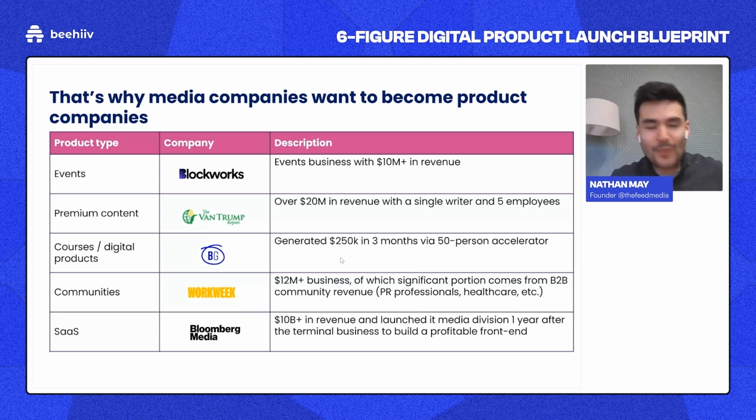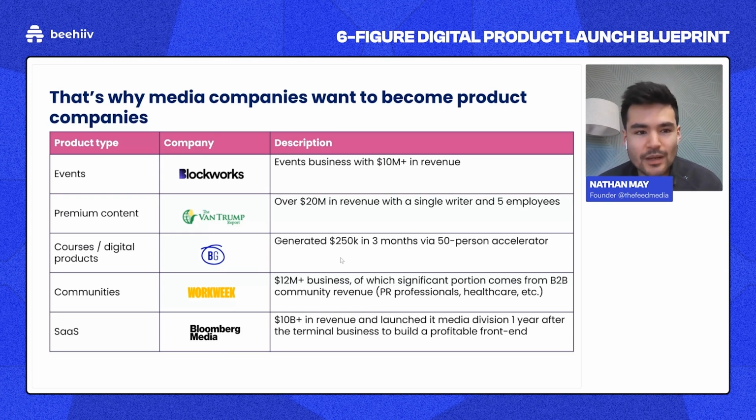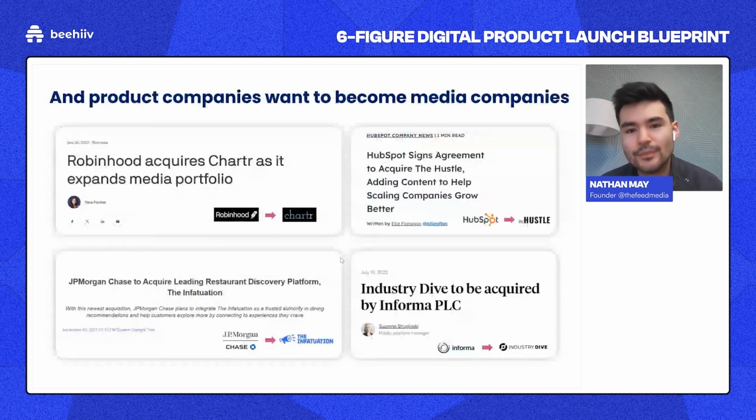Bloomberg Media, probably the most typifying example, right? Technically a SaaS company, right? That every Wall Street company pays $100,000 a year to access their SaaS tools, but is a media company on the front end. So there's this really high potency. And that's why a lot of media companies want to become product companies. You combine excellent distribution with really high monetization. And it's why a lot of product companies want to become media companies.